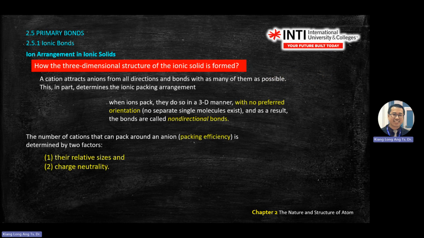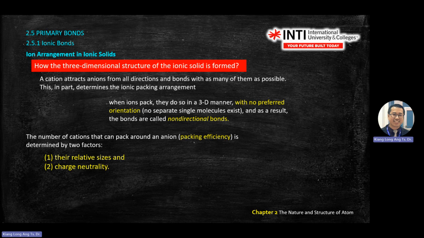Okay. So ionic bond. Ionic bond, positive charge, negative charge join together, they become ionic charge. The number of positive charge cations that can be packed around an anion, positive charge can pack around an anion. Later you'll see packing efficiency. They are influenced by two factors. One is their size and their charges.